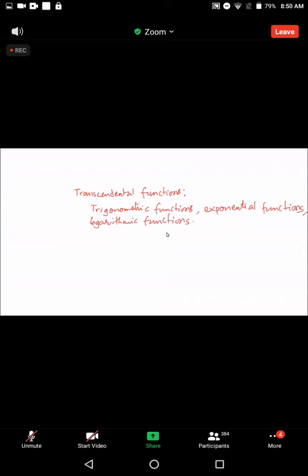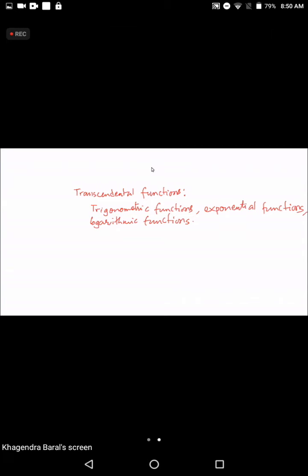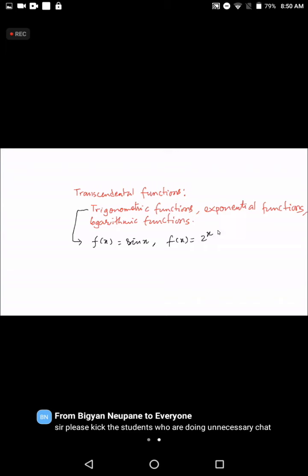The functions, these are not algebraic. For example, of trigonometric functions, you can take f of x is equal to sine x. It is a trigonometric function. It is a transcendental function. f of x is equal to 2 to the power x. It is an exponential function. The power is the variable in the function, so it is an exponential function.